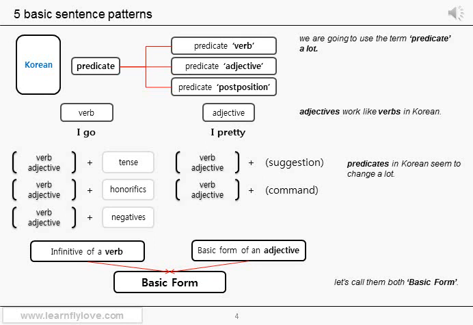By the way, let's call them both a basic form no matter whether it's a verb or an adjective because, as you said, Korean adjectives look the same as verbs do. So to avoid any confusion, let's call them both a basic form.